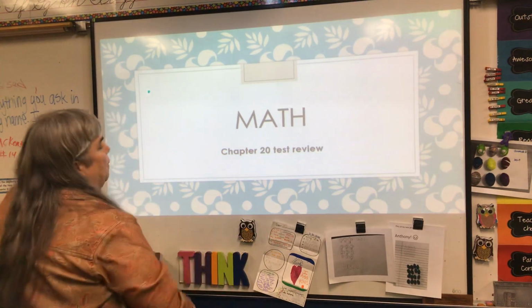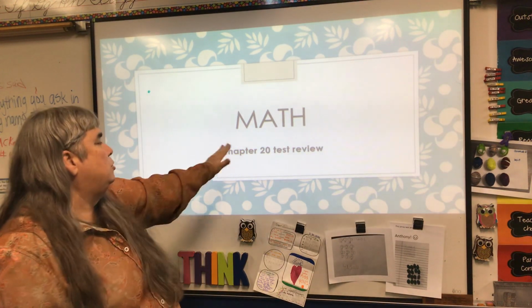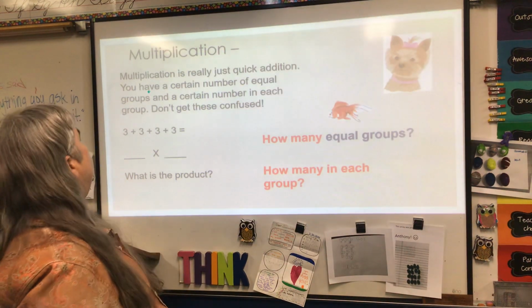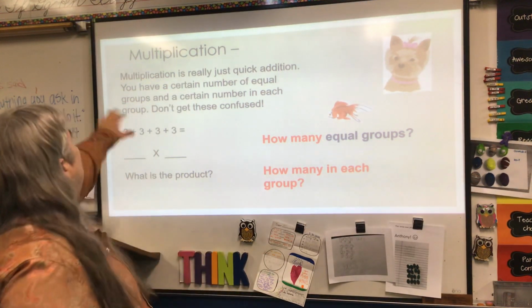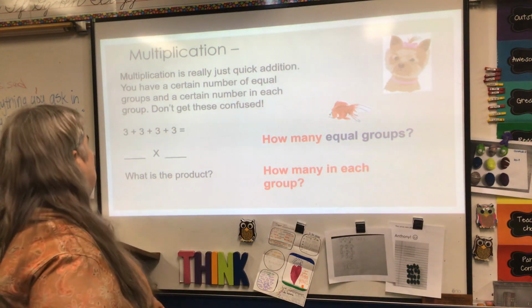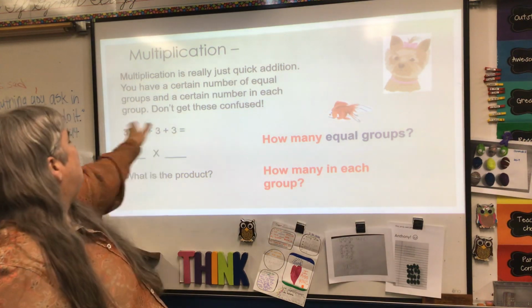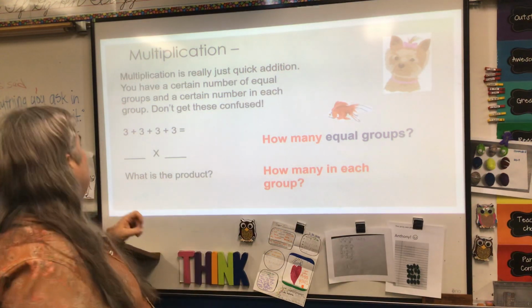When you pull up the PowerPoint for review, this is the very first slide. It'll say Chapter 20 Test Review. And then here we go. Multiplication. Just a little quick tip. Multiplication is really just quick addition. You have a certain number of equal groups and a certain number in each group. Don't get these two confused.